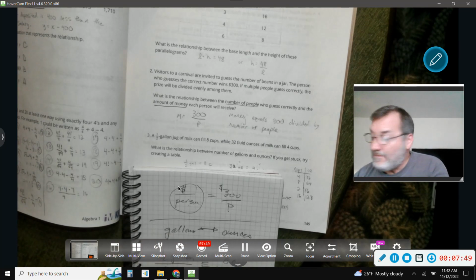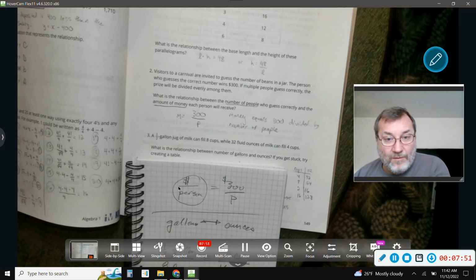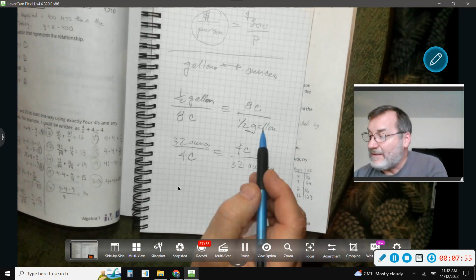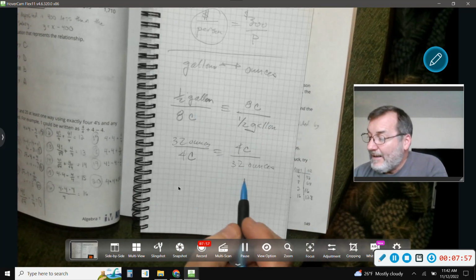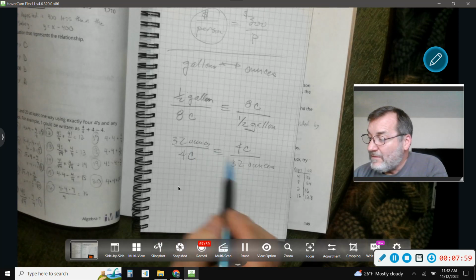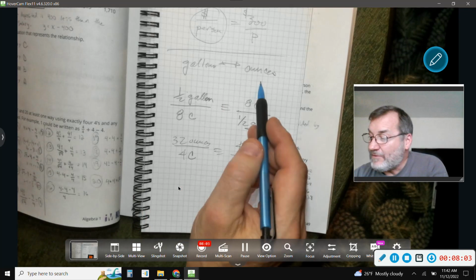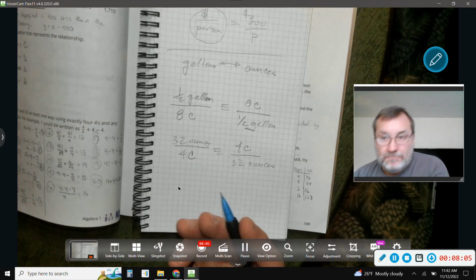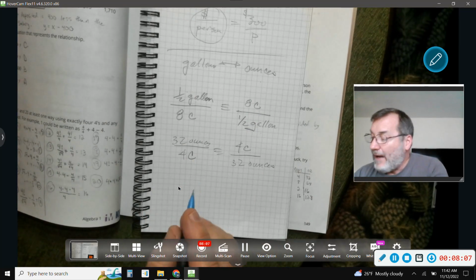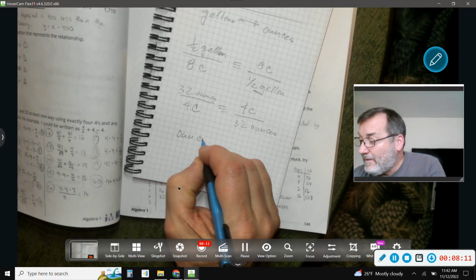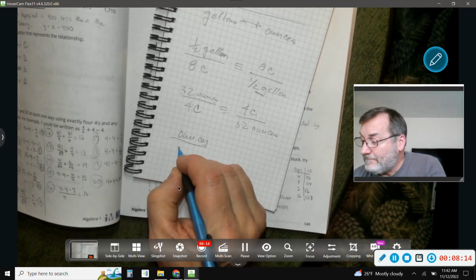What are they actually asking for? They want to know the relationship between gallons and ounces. Well, where do you see gallons? There's the gallons, and over here they've got the ounces. So we want to figure out how many gallons are in an ounce or how many ounces are in a gallon. I like to figure out how many ounces are in 1 gallon.